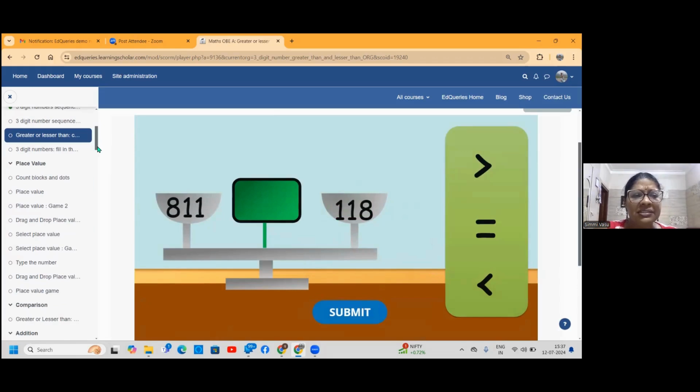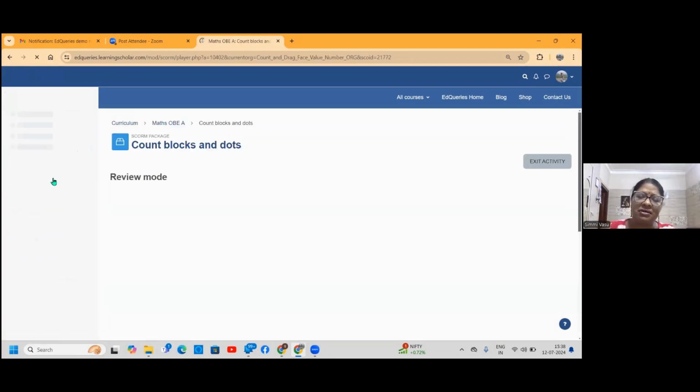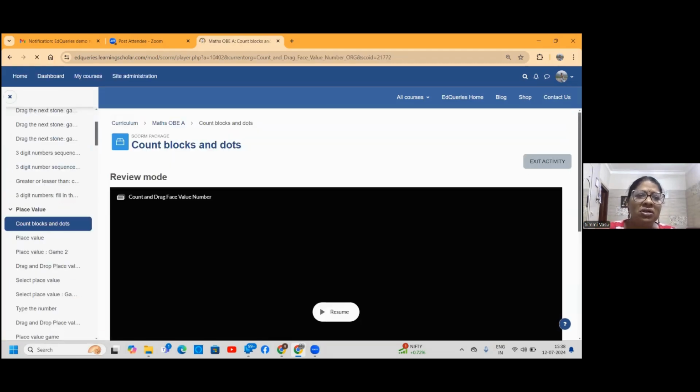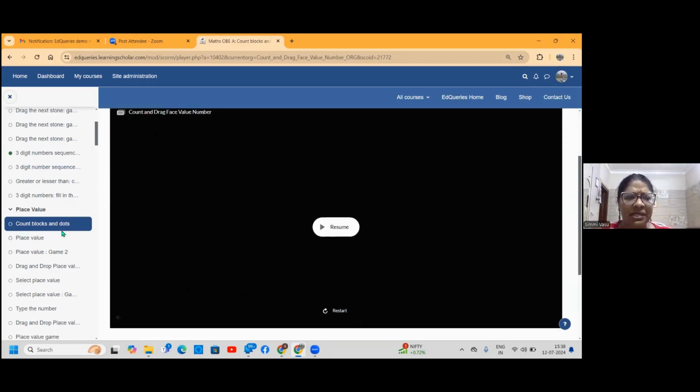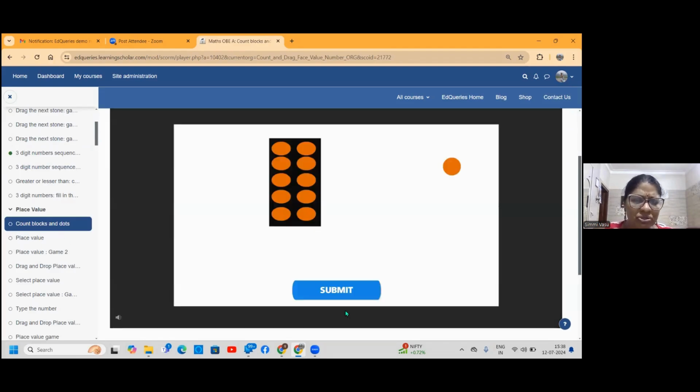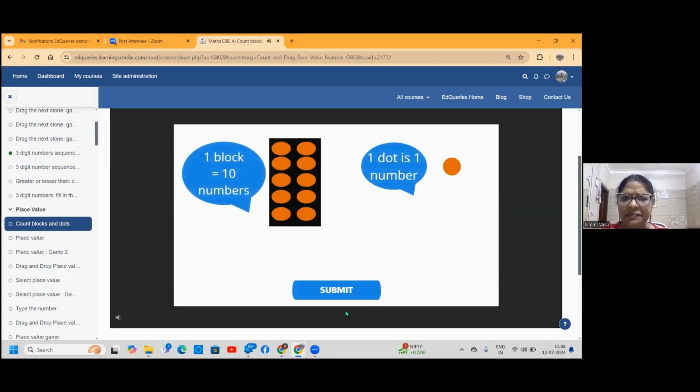Now, the next important topic in grade 3 is the place value. It's a question which always comes, you know, the greater than, number names. These things are very frequent questions at grade 3 level. So we have various games on place values. Okay, so I'm going to show one game. In this one, look here at the blocks and dots. Each block has 10 dots, so it is equal to 10. Each dot is equal to one.